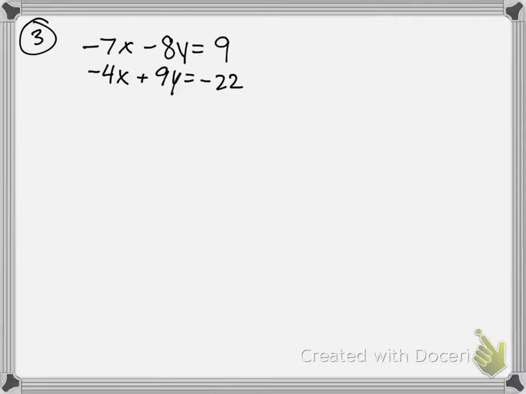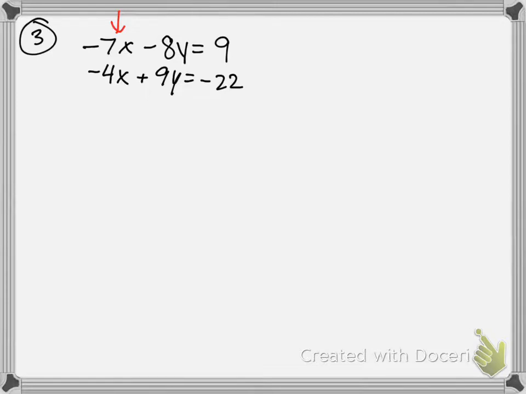So I just want to look at one more problem. For this one, if I look at my variables, I do not have the same numbers with either one. So for this one I'm going to have to do some manipulation to make the numbers the same. I'm going to pick the x's because the numbers are a little bit smaller, so they're going to be easier to work with. So I have 4 and 7.